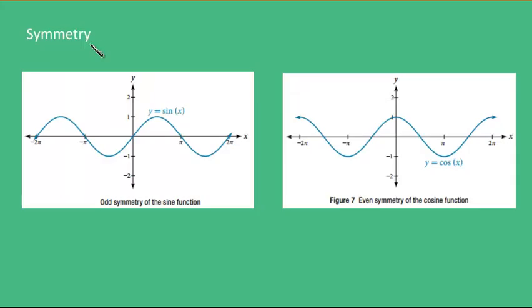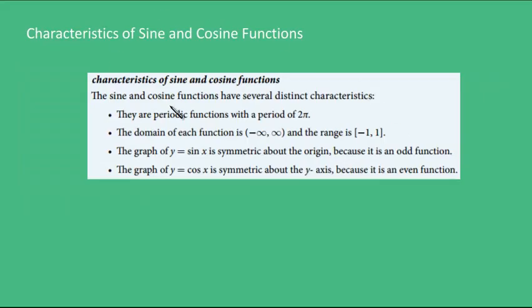Let's look at a couple more items before we close this video. Note that the sine function exhibits odd symmetry, and also the cosine exhibits even symmetry. So the sine function is odd and the cosine function is even. So these are the characteristics of the sine and cosine functions. Make sure you know these. The domain in both cases is from minus infinity to plus infinity. The range from -1 to +1. The period is 2 pi. The sine is odd. The cosine is even.